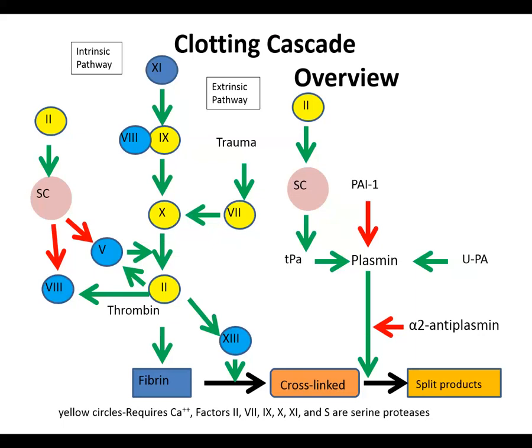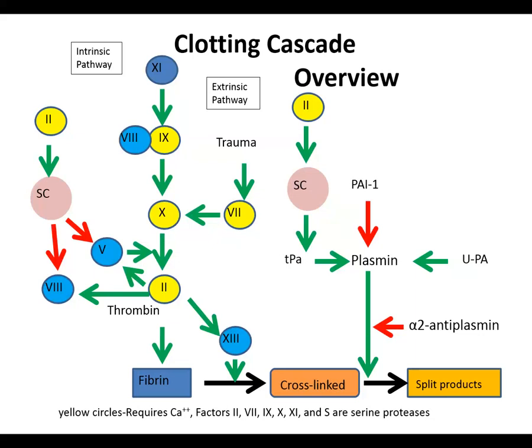This cascade consists of a series of steps in which the protease in the cascade will cleave its target, thereby activating the next protease in the cascade. This occurs until factor 2, or thrombin, is activated. The intrinsic arm of the cascade is triggered by exposure to collagen, whereas the extrinsic arm of the cascade is triggered by the presence of tissue factor. The cascade proceeds until factor 2, or thrombin, is activated.